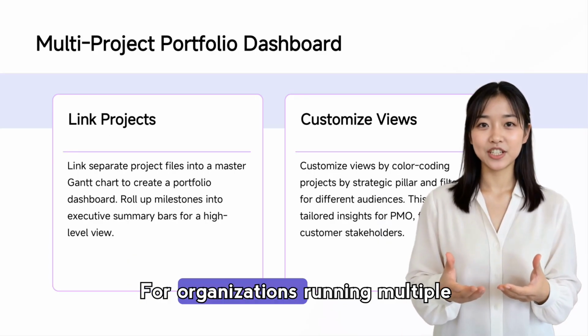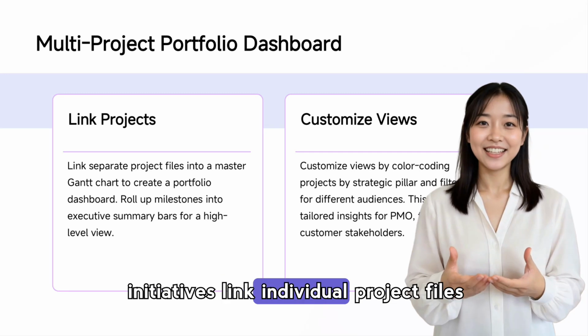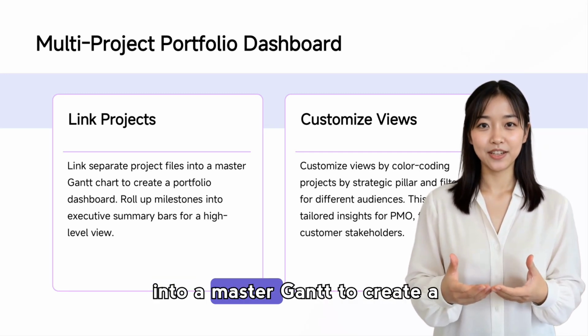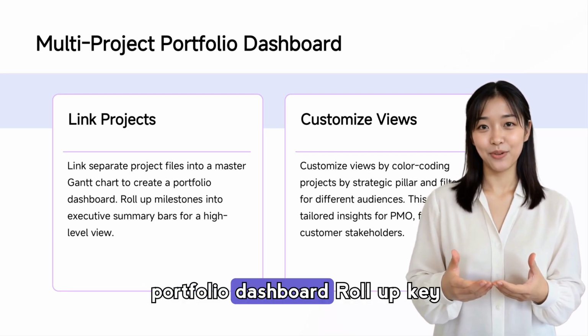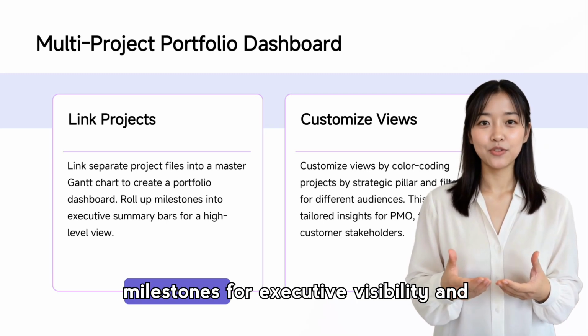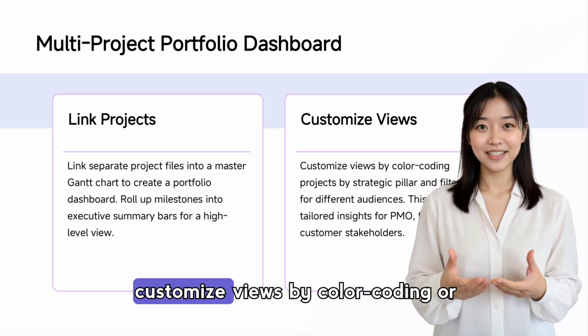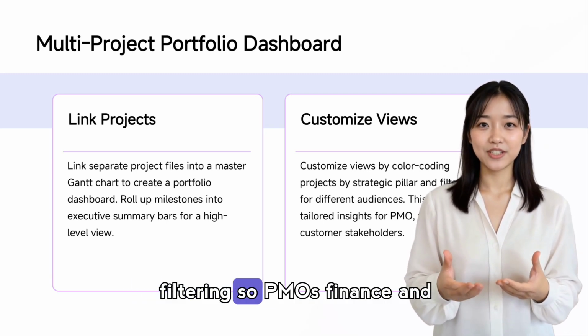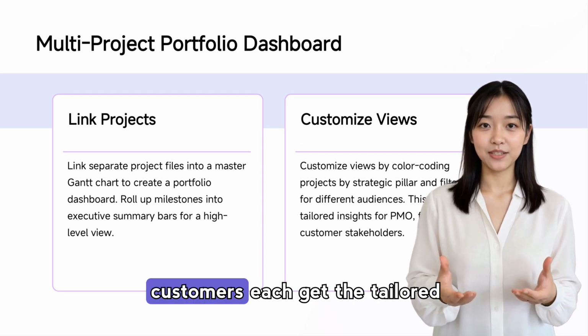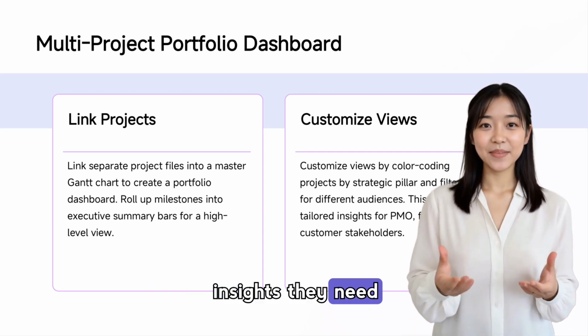For organizations running multiple initiatives, link individual project files into a master Gantt to create a portfolio dashboard. Roll up key milestones for executive visibility and customize views by color-coding or filtering so PMOs, finance, and customers each get the tailored insights they need.